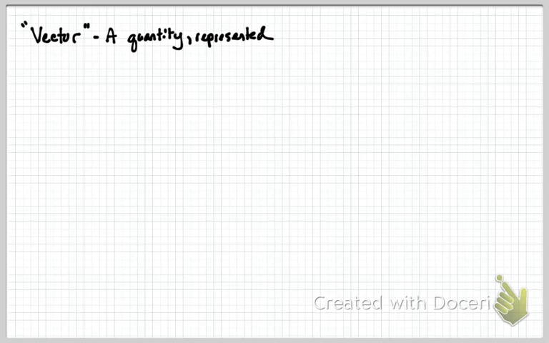Alright, so we can define a vector as, very similar to how Vector described himself, a quantity represented by an arrow with two things. What were the two words Vector used to describe himself? Direction and magnitude. You got it.